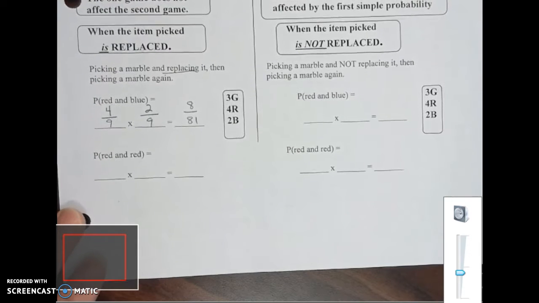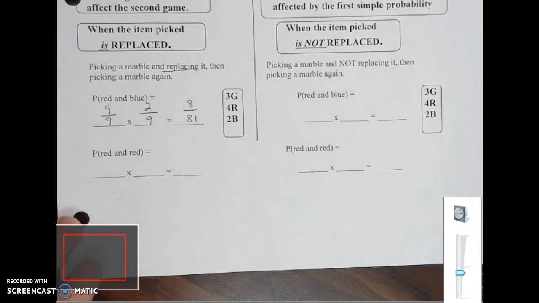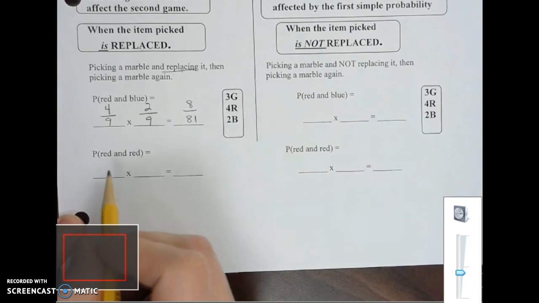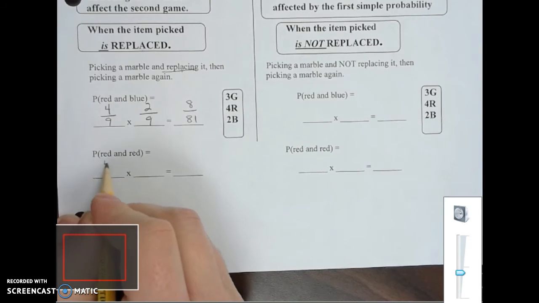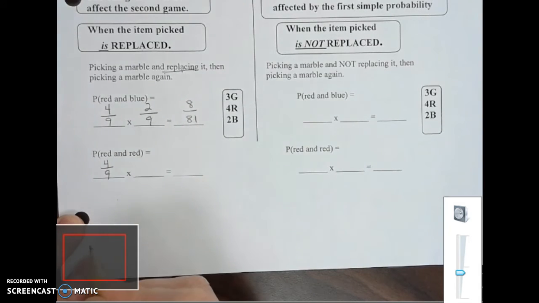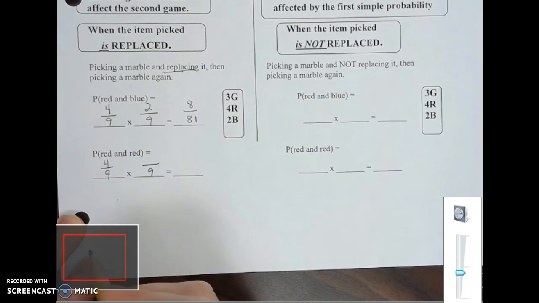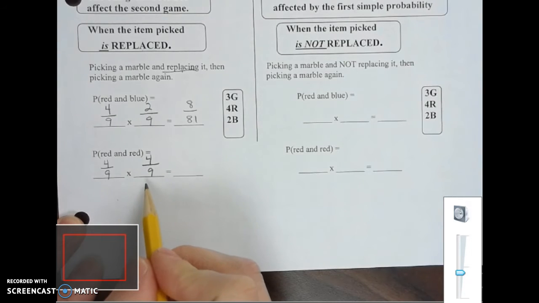In the next example, we want to get a red marble and then another red marble, keeping in mind we are replacing the first marble. Well, from up above, we knew that getting a red marble on the first try would be 4 out of 9. And since we put the marble back in, there are still 9 marbles in the bag. And again, 4 of them are red. And so we have a 4 out of 9 probability of getting a red marble the second time as well.